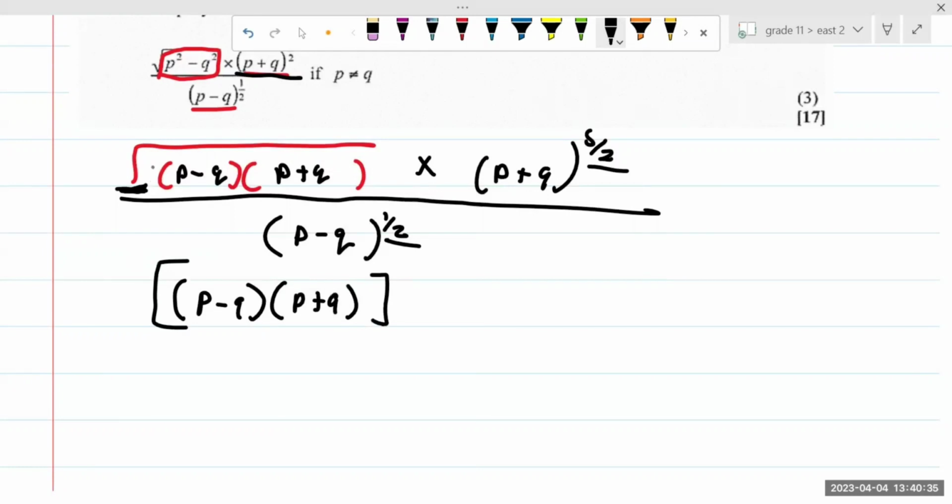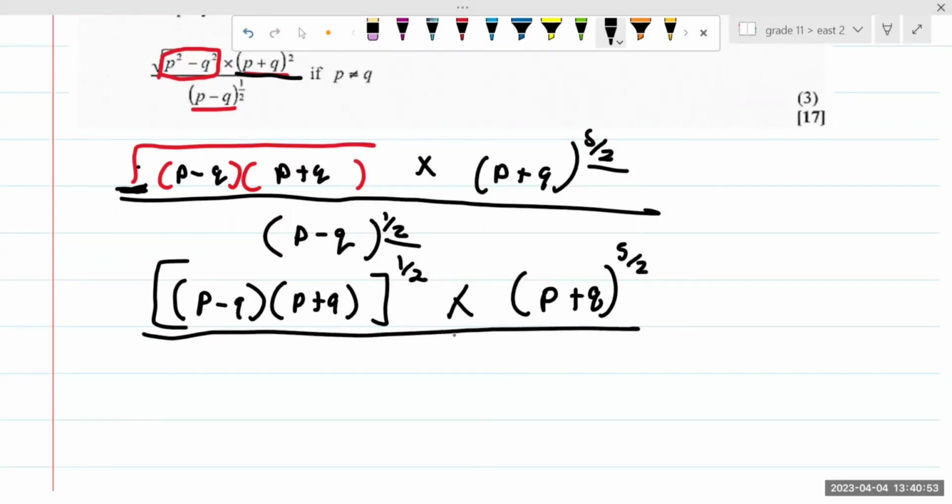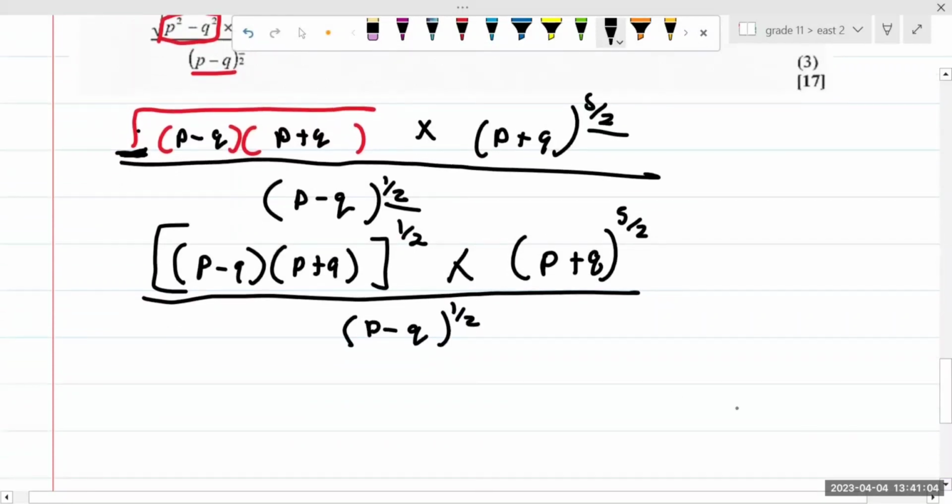And then if I change this root here, it's going to be written as what? 1 over 2. It's 1 all over 2. Multiplied by P plus Q to the power of bracket 5 all over 2. Okay. This is going to be all over open bracket P minus Q, 1 over 2.